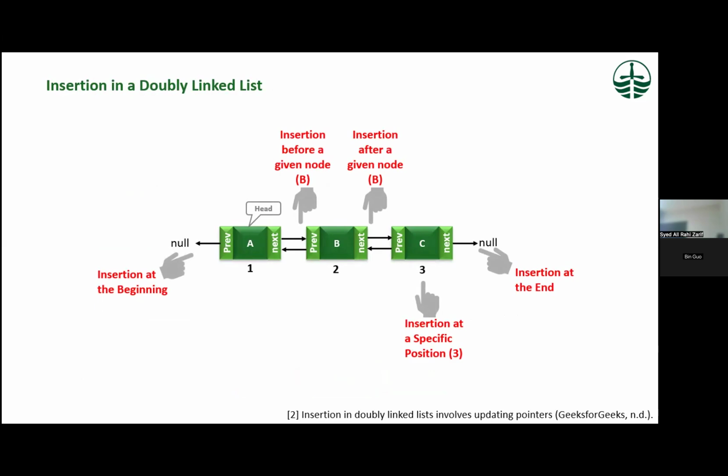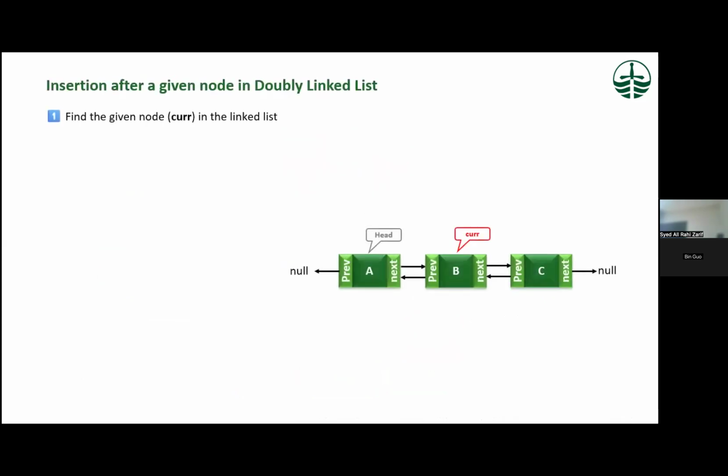And in today's example, we will insert a new node after any reference node. Now let's see how we can do the insertion in a double linked list. Suppose, for example, we are trying to include a new node after this node B. So that means my node B is my current node, and here is my new node X that I want to insert between B and C, or we can say after B.